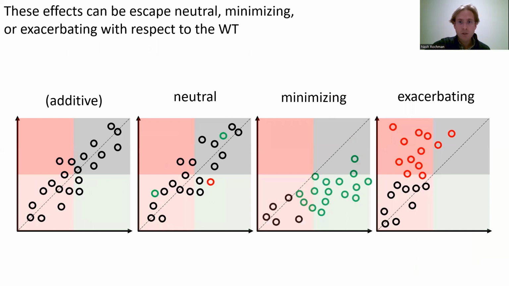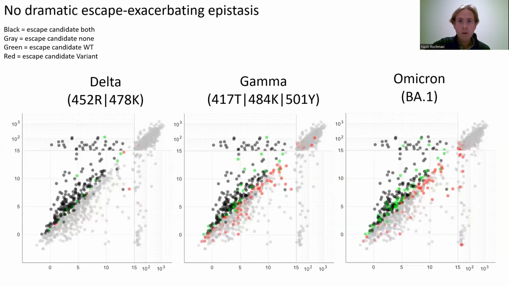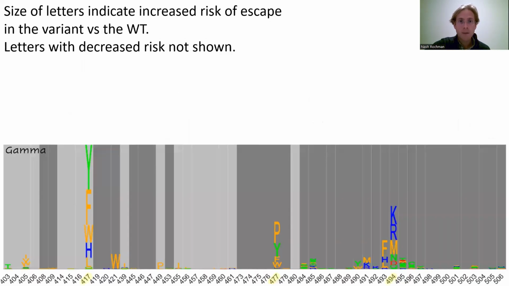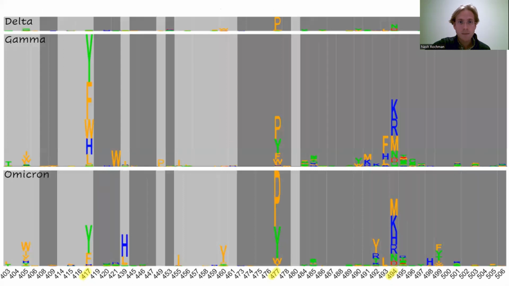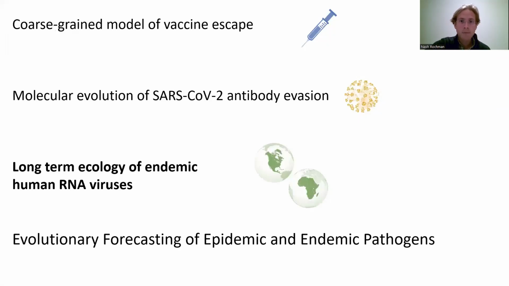If the effects of all mutations are purely additive, there will be no change. Variant epistatic landscapes may be neutral, escape minimizing, or escape exacerbating. We demonstrated that overall, no escape exacerbating epistasis was observed, even for the Omicron variant background. Furthermore, looking at the distribution of mutations which increase the risk of escape, where the size of each letter is proportionate to the magnitude of this effect, we found that just a few key residues shared by both the Gamma and Omicron variant determine the nature of the epistatic landscape. This type of analysis may be employed at short evolutionary depths to assess the near-term landscape of RBD substitutions.